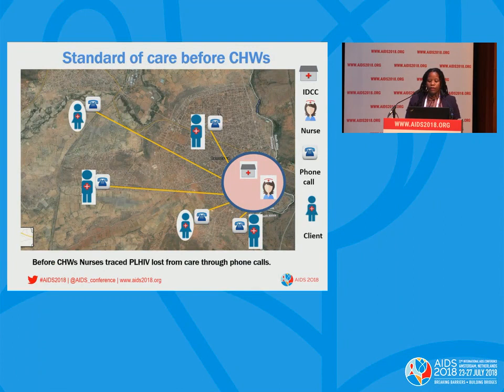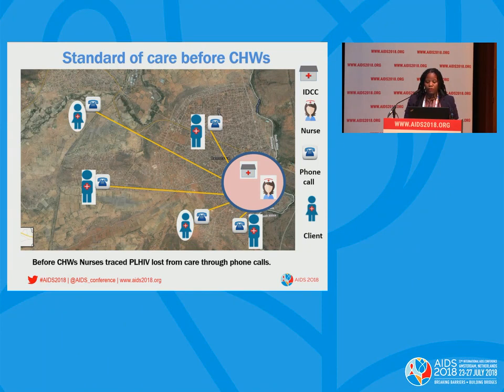This was the standard of care before the APC project came on board to work with the health facilities in these 8 districts. Before the community health workers came on board, the nurses traced the people living with HIV that are lost from care or those that have not yet initiated care through phone calls. That pink region that you can see there, I hope it's pink in your eyes, is the health facility. That's a health worker. The person with the cross on the chest is our patient within the communities. So this is how the tracing was done, through phone calls.